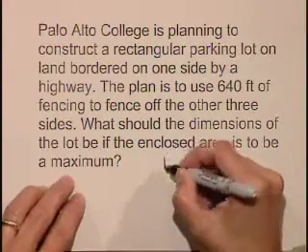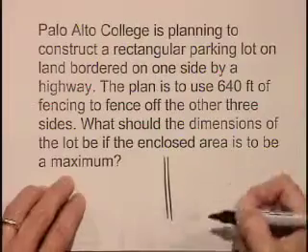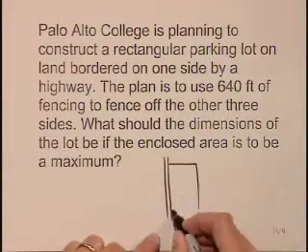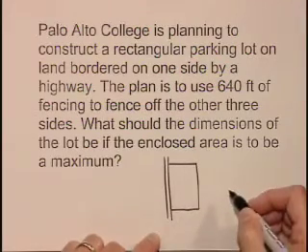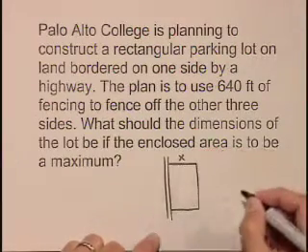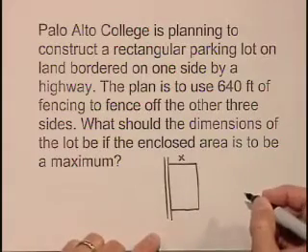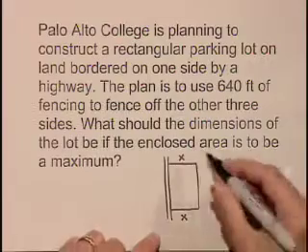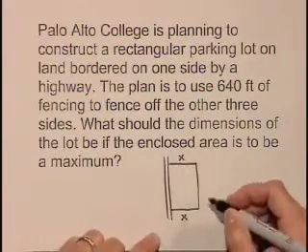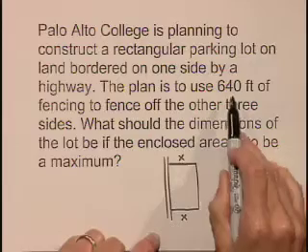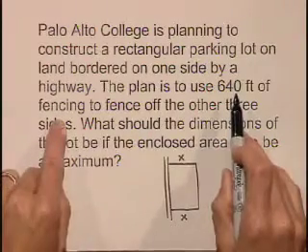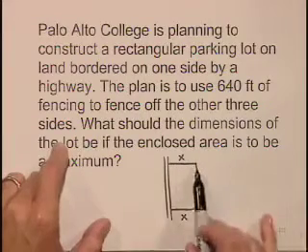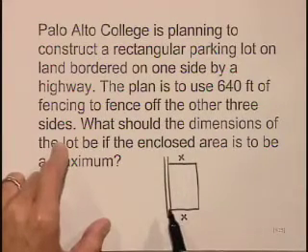Now, pictorially, we want to construct this parking lot along a highway. It's rectangular in nature. If we let X represent the width of that parking lot, this is a rectangle, so our bottom dimension is also X. We're given that the plan is to use 640 feet of fencing to fence off these three sides. So the sum of these three sides is 640.